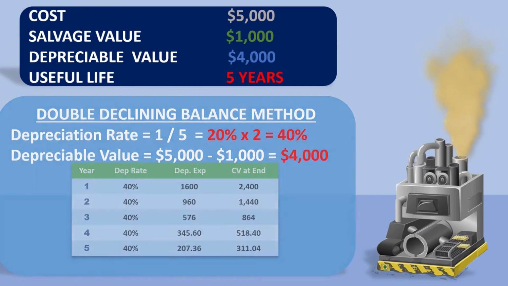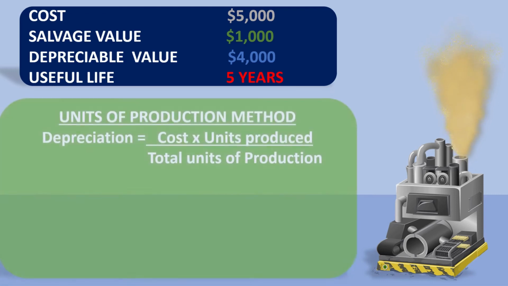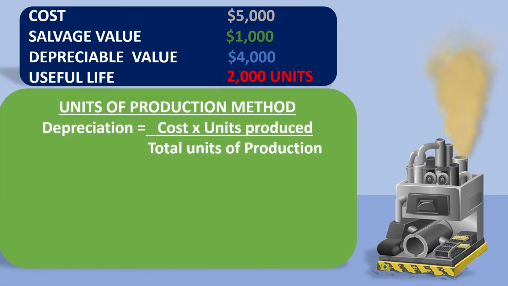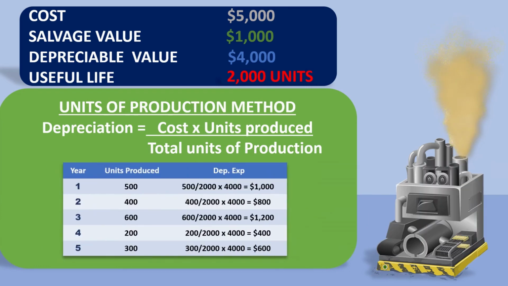Using the units of production method, the depreciation expense will be as follows. Assuming the total number of units that a machine will produce during its useful life is 2,000. Now the depreciation will be calculated using the yearly units produced. The higher the number of units produced in a year, the more the machine is used, so more depreciation will be charged.